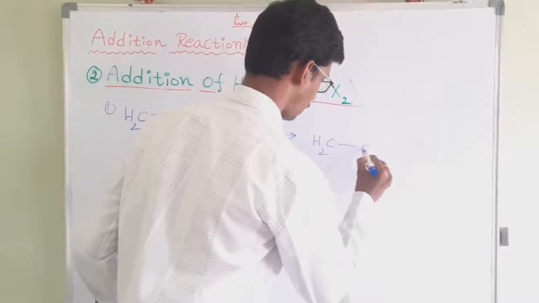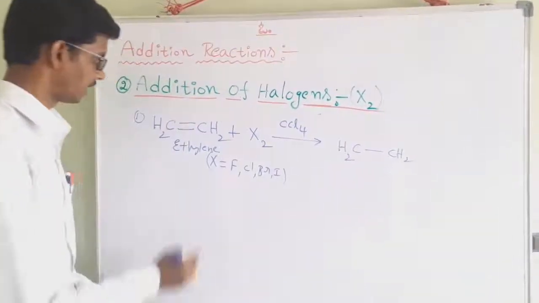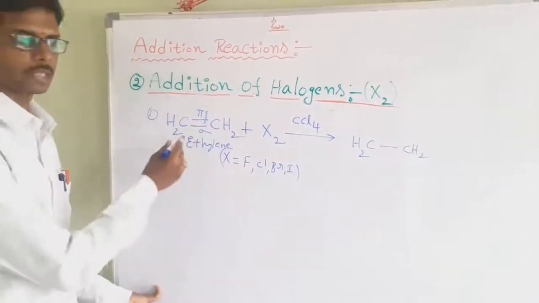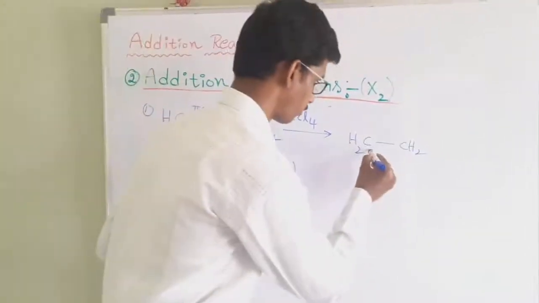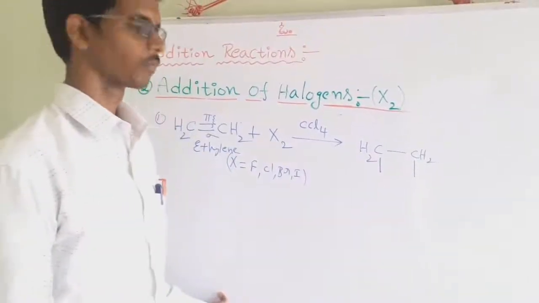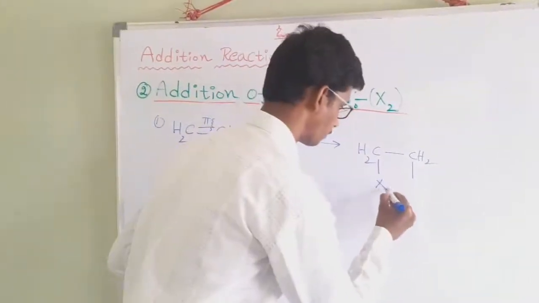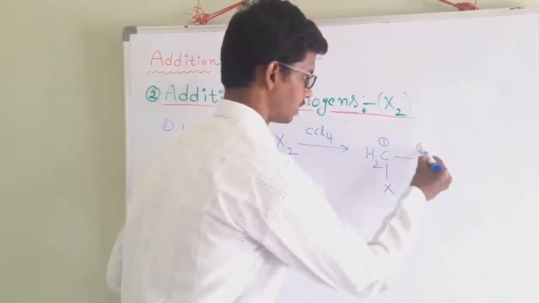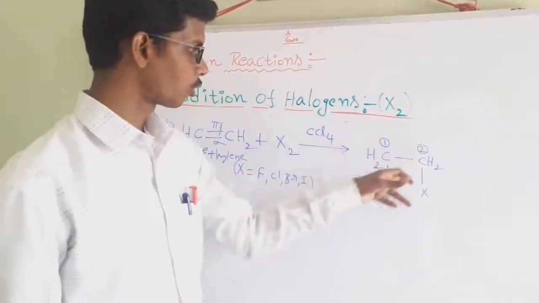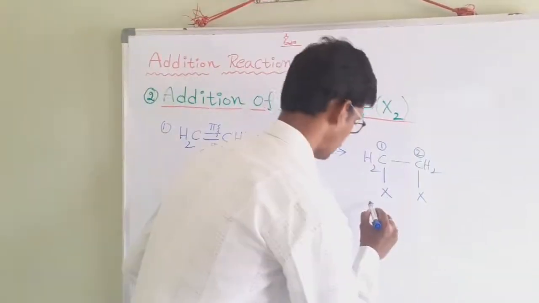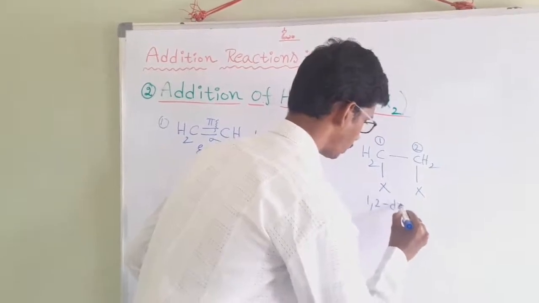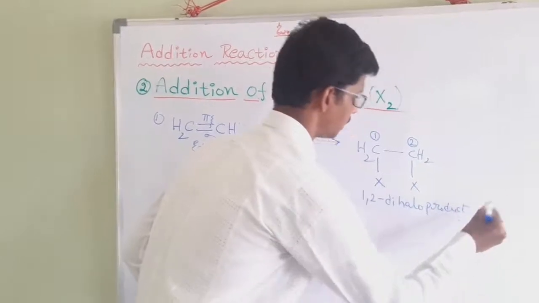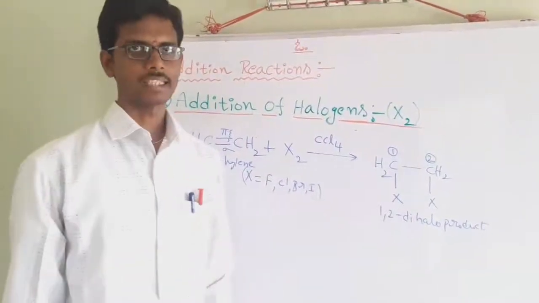CH2 single bond CH2. Here what is the reaction that takes place? Here 1 sigma bond, 1 pi bond. Breaking of pi bond takes place to give rise to formation of new 2 sigma bonds. Here you should add 2 halogens. Suppose for example, let us take this is the first carbon. This is the second carbon. 1, 2 dihalo product. This is called as 1, 2 dihalo product. This is the common example.